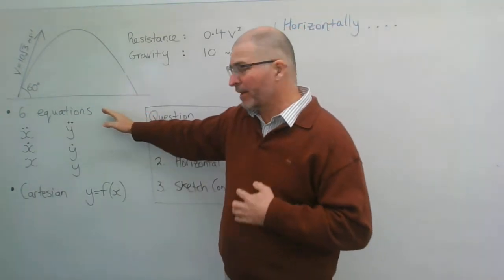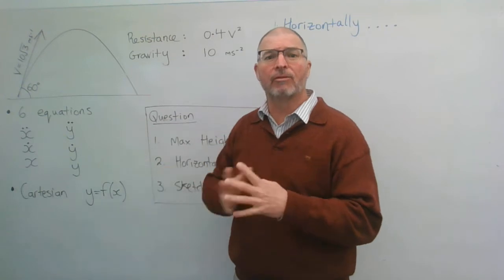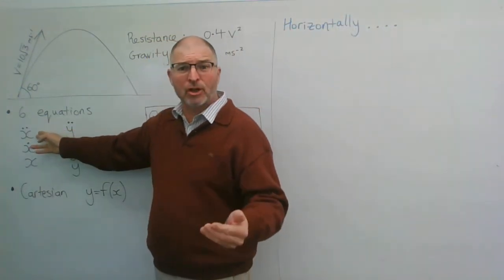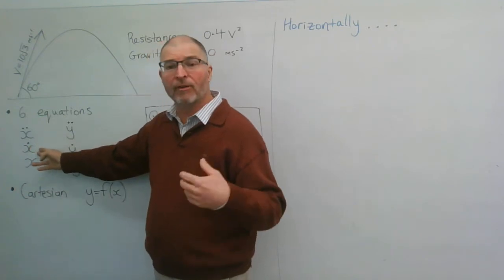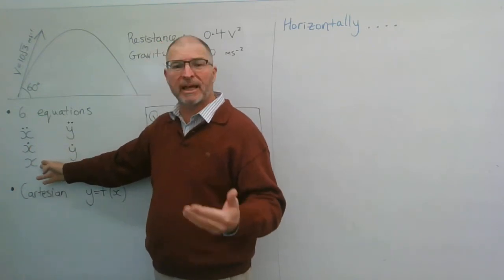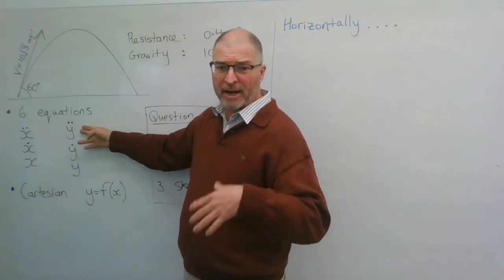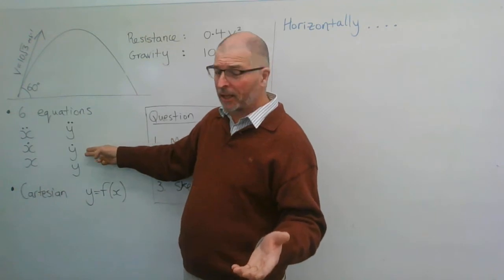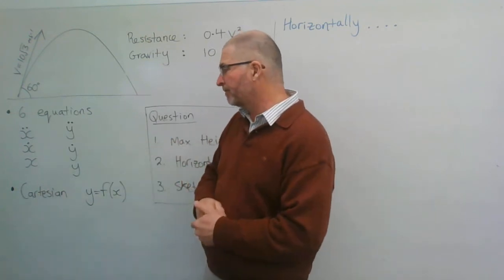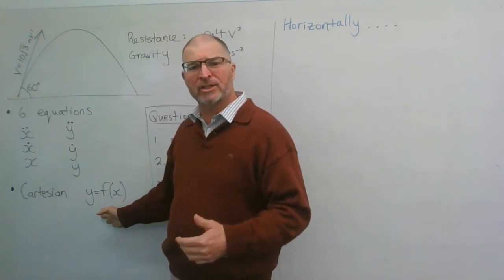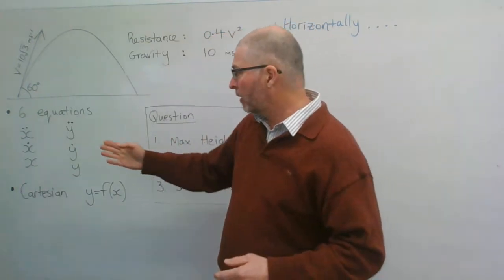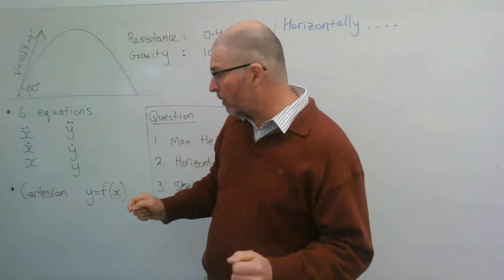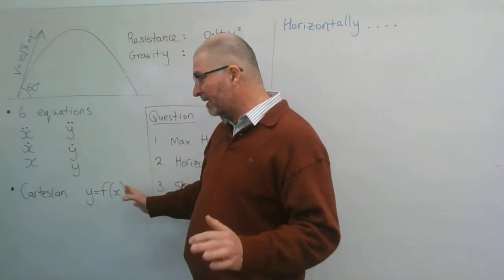What I want to do is find the 6 equations of the motion. X double dot, the acceleration horizontally, the velocity horizontally, and the displacement horizontally. Y double dot, the acceleration vertically, the velocity vertically, and the displacement vertically. I also want to make a Cartesian equation, so instead of these all being functions of t, instead of having t as the parameter, I want to eliminate that and make y as some function of x.